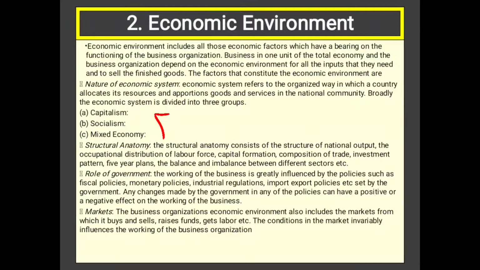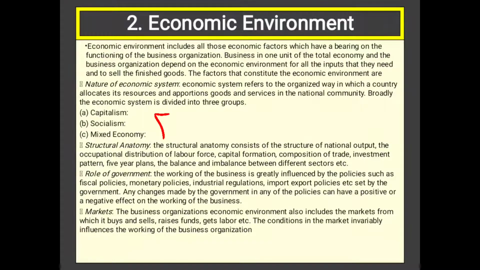Then markets. The economic environment also includes the markets from which the business organization buys and sells, raises funds, gets labor, etc. The conditions in the market invariably influence the working of the business organization. Some places have high human resource availability, some places have none. So what kind of market you have, and the resources that you require in your production. If resources are available in plenty, then you can plan accordingly. So the markets of your resources, that also you have to consider. All these economic factors have an influence on your marketing strategies. So these are the economic environment.